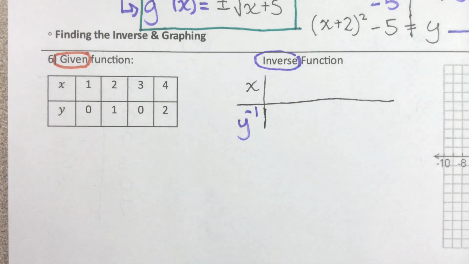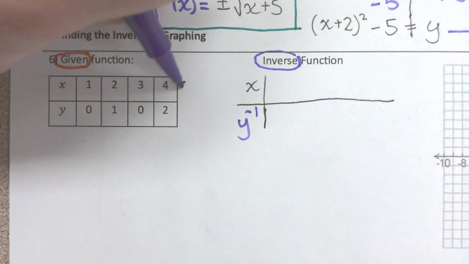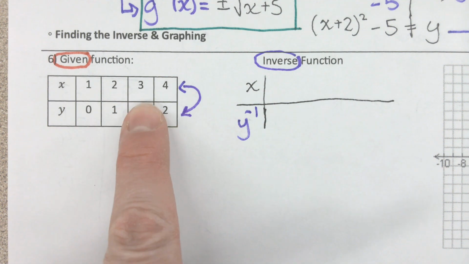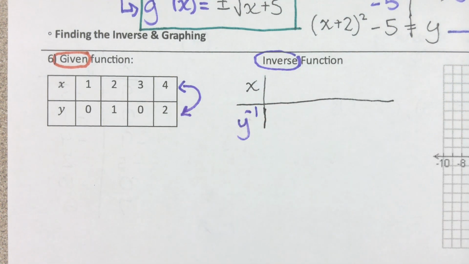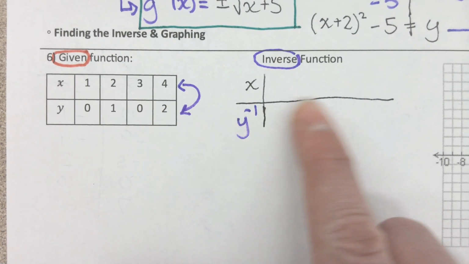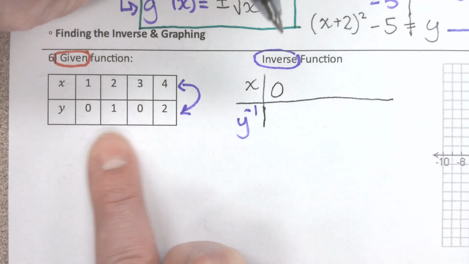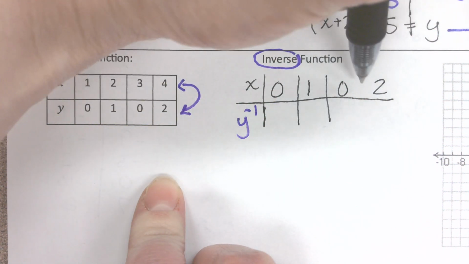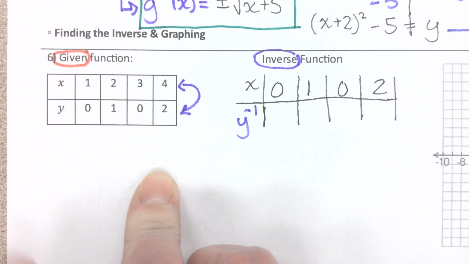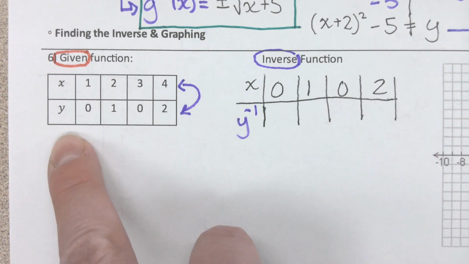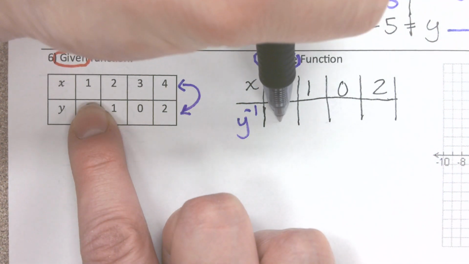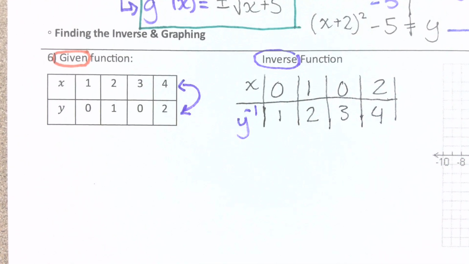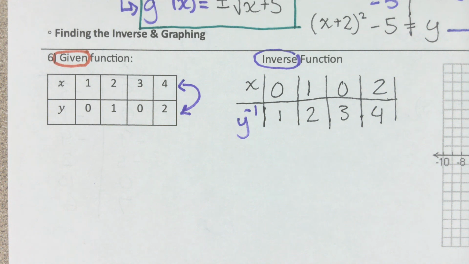To find the inverse, again, we just switch x and y. That's all we do. So we're going to flip these around. The top is going to go on the bottom, and the bottom is going to go on the top. I'll start with the top. On the top, we now have 0, 1, 0, 2. And on the bottom, I'm going to copy down the top. We have 1, 2, 3, 4. There's my new table. That's the inverse table.